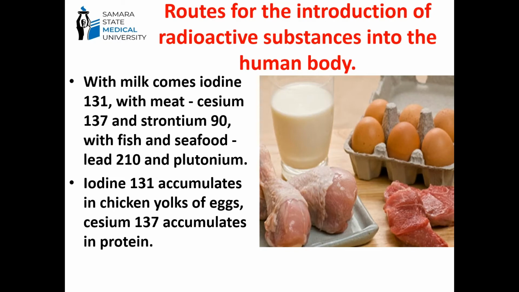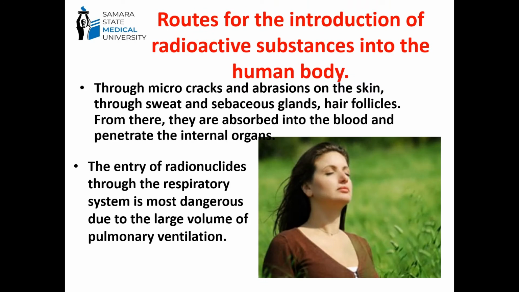Iodine 131 accumulates in chicken egg yolks. Cesium 137 accumulates in protein. Radionuclides also enter through microcracks and abrasions on the skin, through sweat glands and hair follicles. From there, they are absorbed into the blood and penetrate the internal organs.